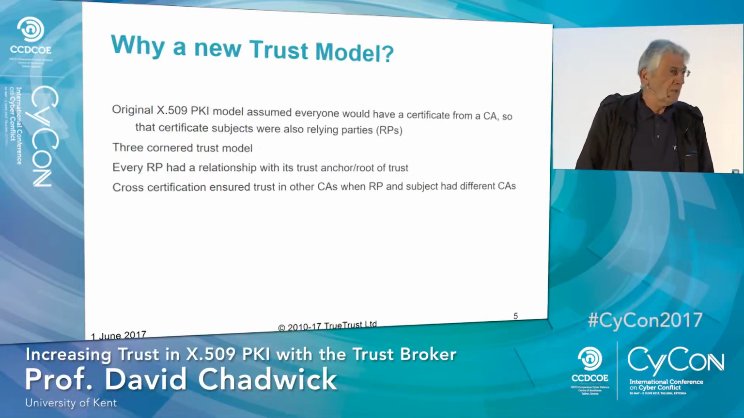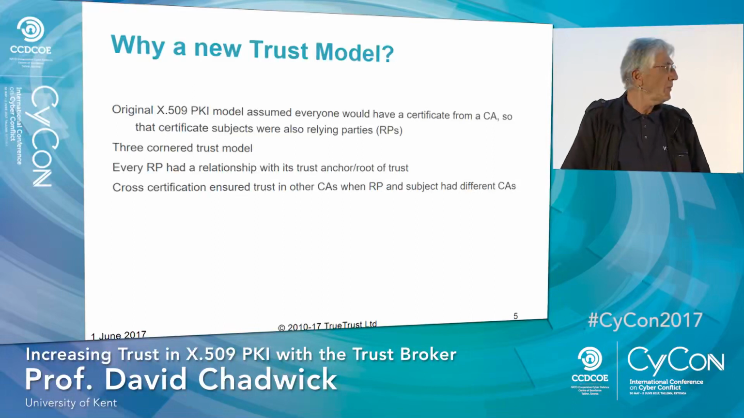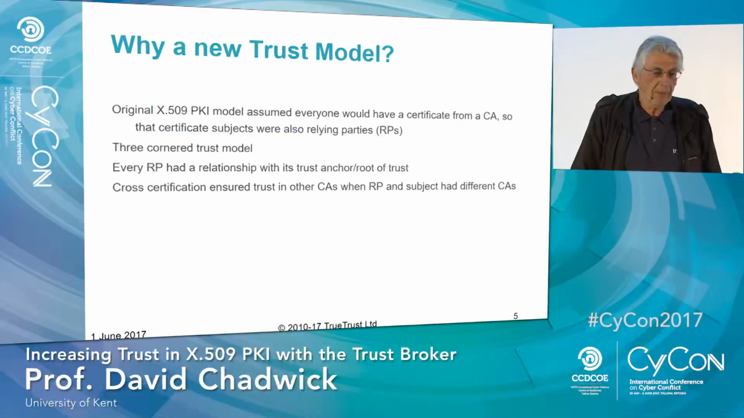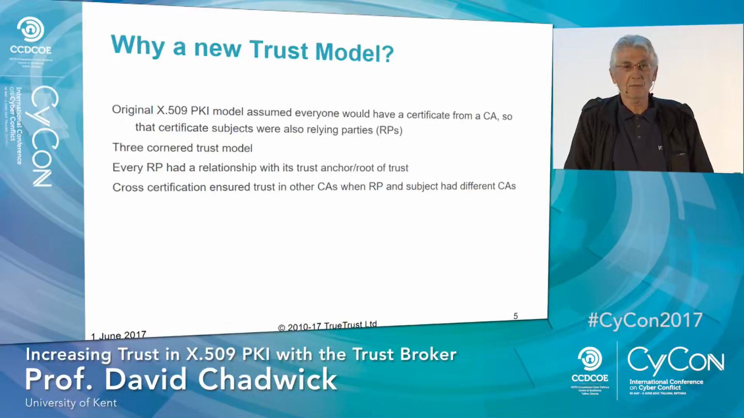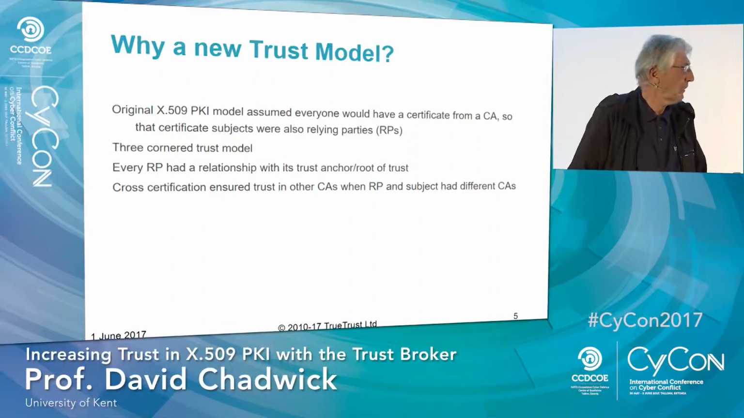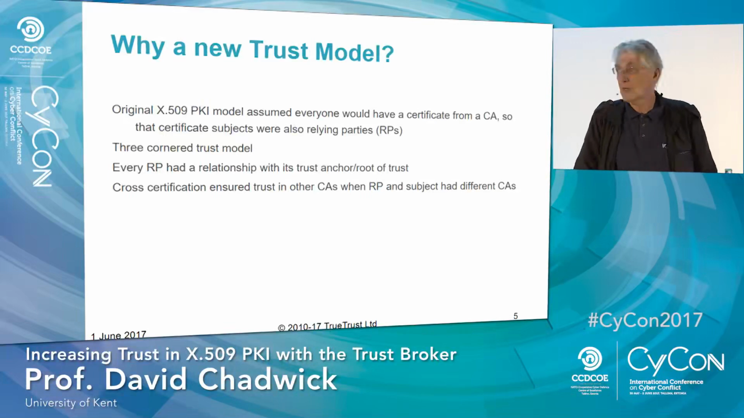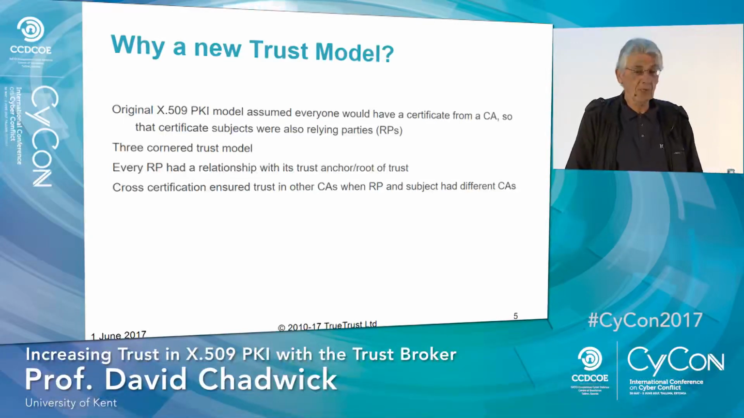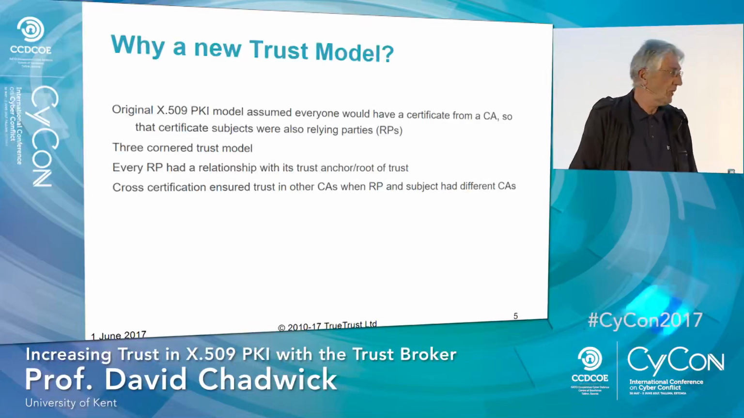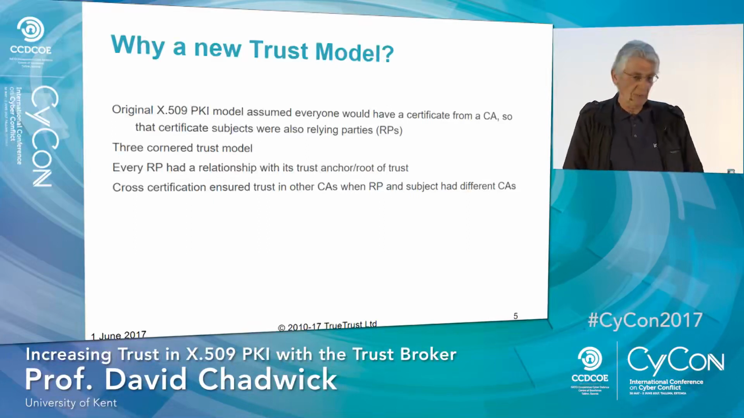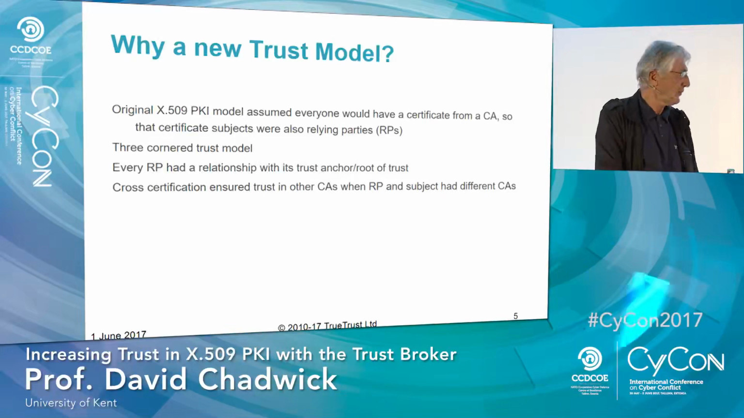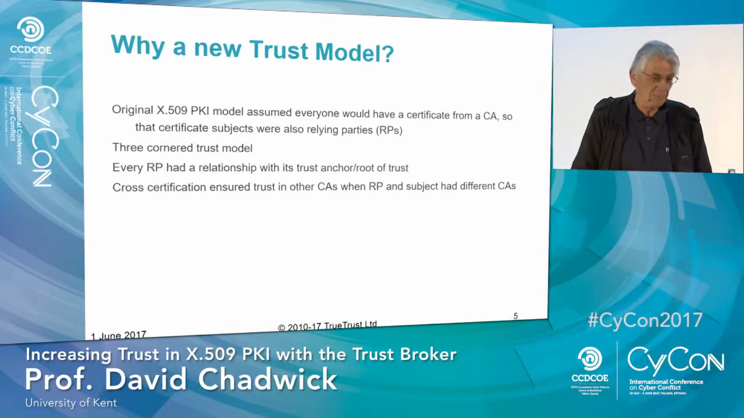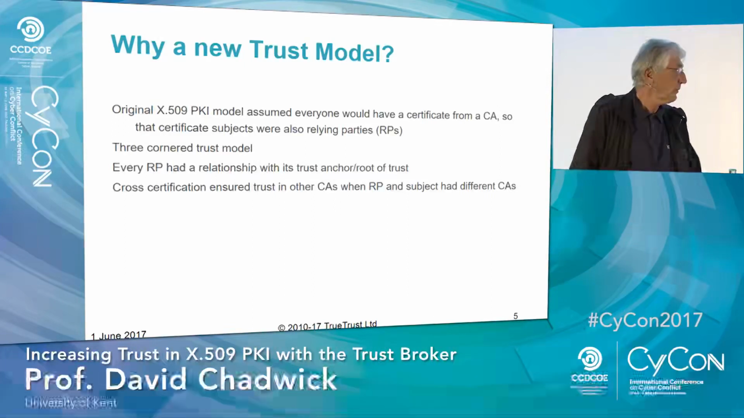The original model, and I said this was prior to the World Wide Web, this was prior to anybody using PKI, assumed that when you moved towards the PKI world, everybody would have a certificate from a CA. So we would all be using asymmetric encryption, we'd all have our own key pairs, and we'd all have a CA that we trusted. And so the CA that we got our certificate from was our root of trust. And we had a relationship with it. And so relying parties and certificate subjects were basically one and the same people. And so it gave rise to what's called a three-cornered trust model.